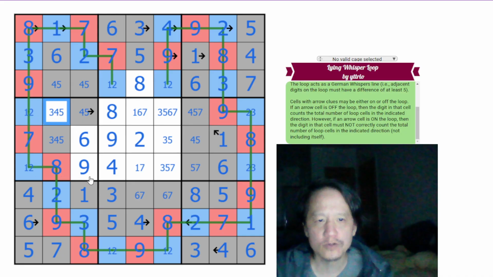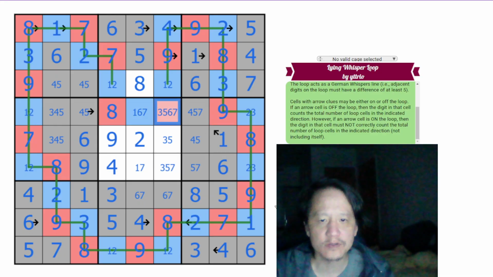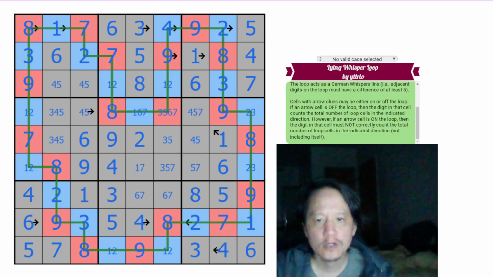We continue coloring. These can't be on the loop. This has to continue on this way, so it's there. It cannot continue that way, so it has to go this way. So then it has to go this way, which means this is not on the loop. These are not on the loop. And this is the loop. So then we know there's exactly 5 here.